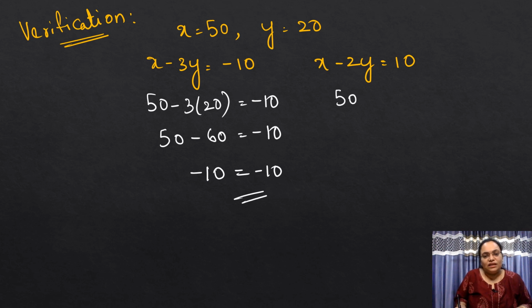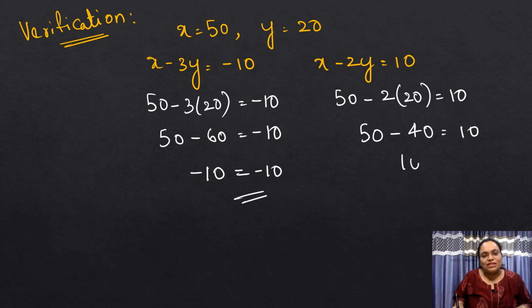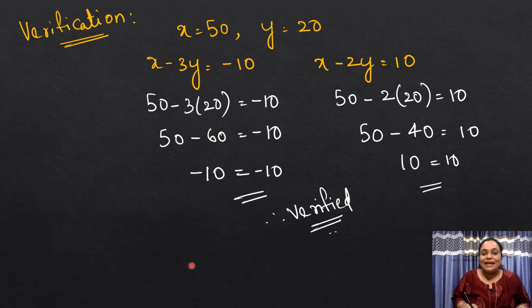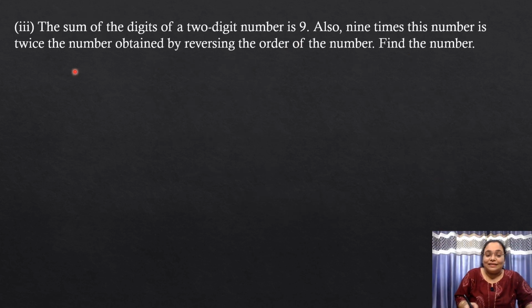X is 50. 50 minus 2 of 20 is equal to 10. So 50 minus 40 is equal to 10, which is 10 is equal to 10. This also satisfies. So we can say that the values of x and y satisfy the two equations on both the sides. Hence verified. So let us solve the third question.